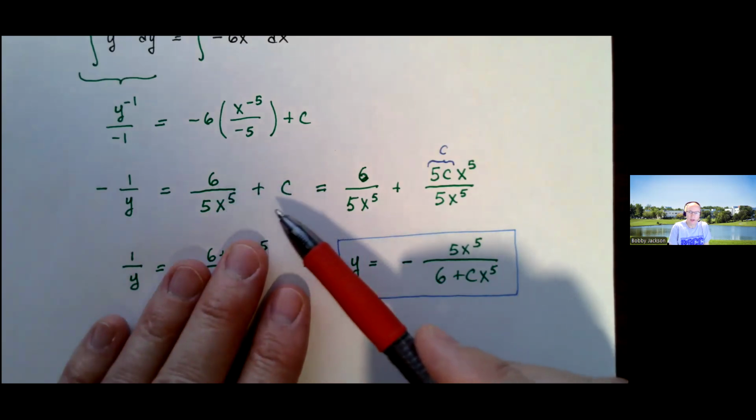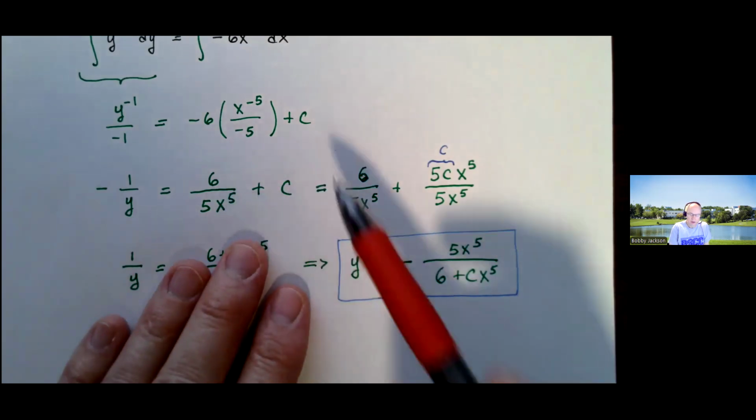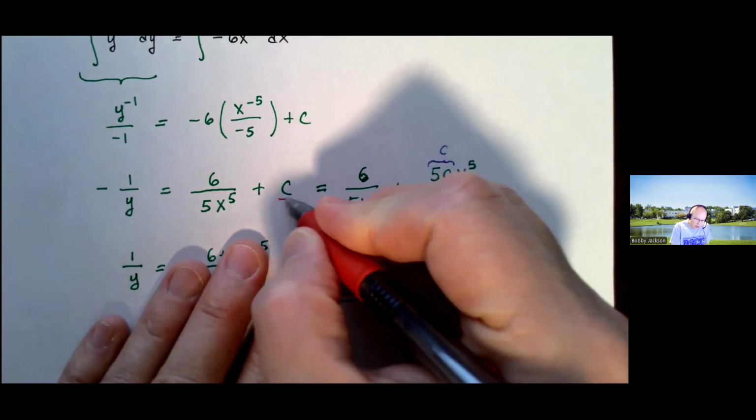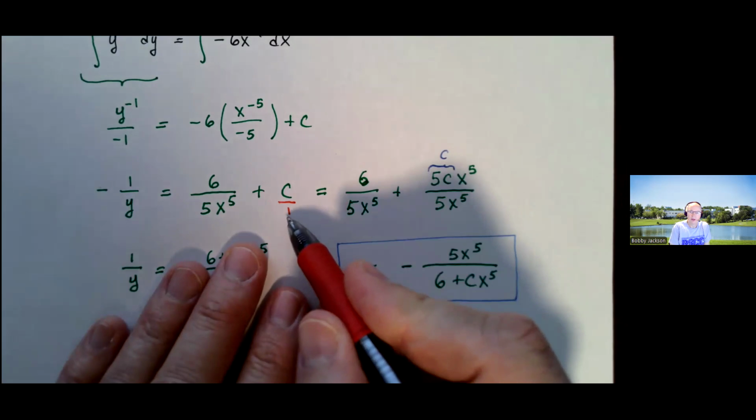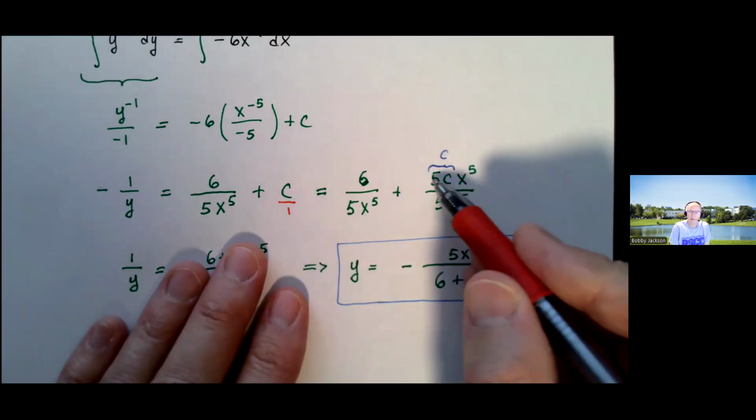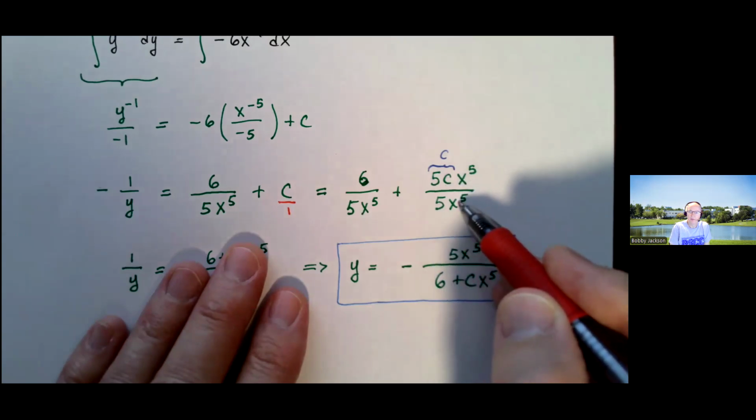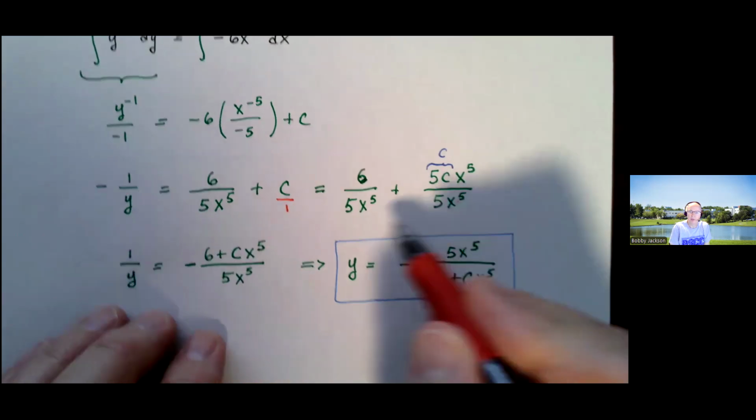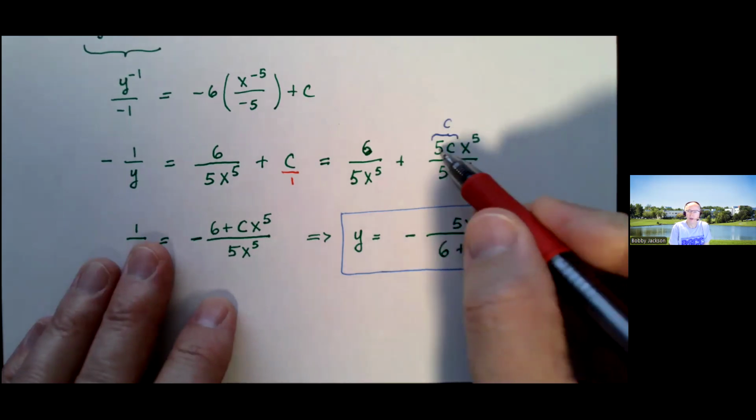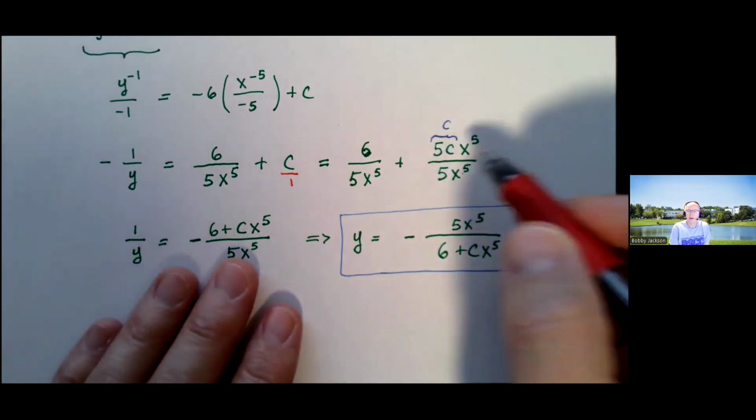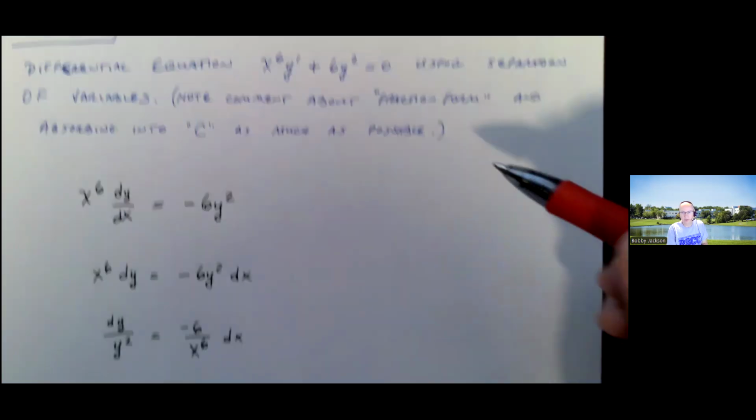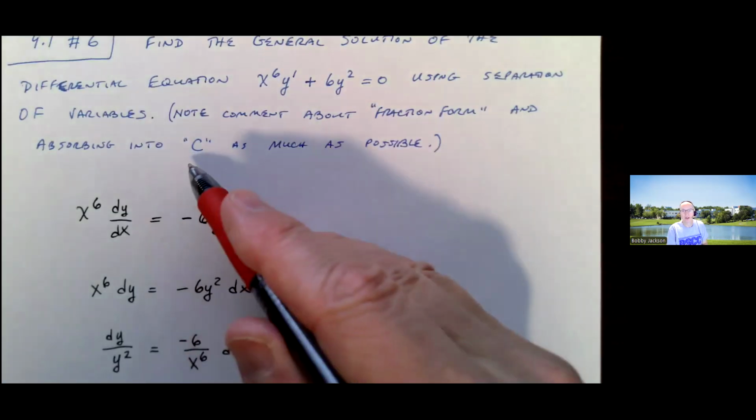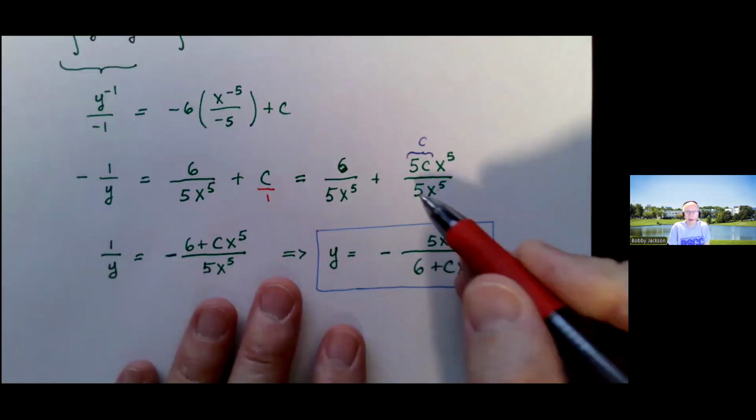And what do I need? I need a common denominator. I mean, literally, this is C over 1 if you want to think about it that way. But I can write this over 5x to the fifth by multiplying top and bottom by 5x to the fifth. And then I can combine, right? Now, I will note that when I do 5 times C here, I'm going to write that as just another constant because we're instructed to absorb into C as much as possible. That's what they mean by that, right?